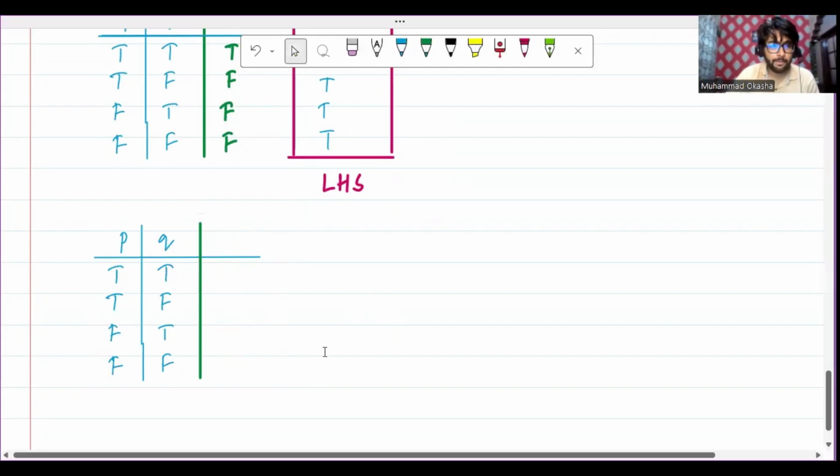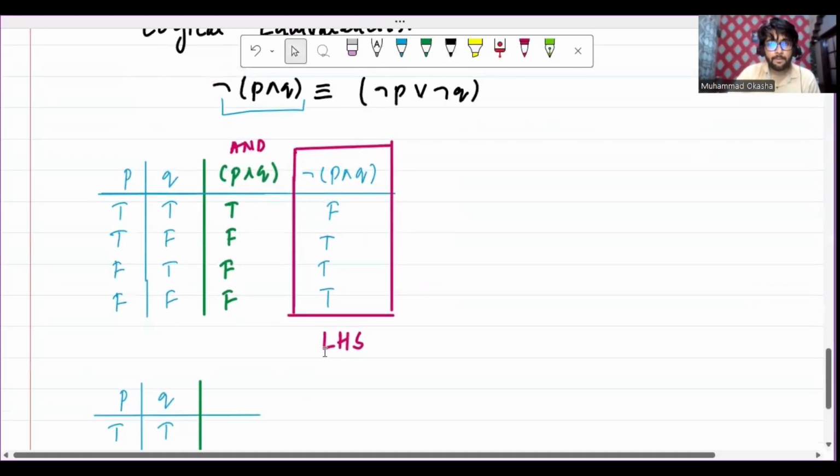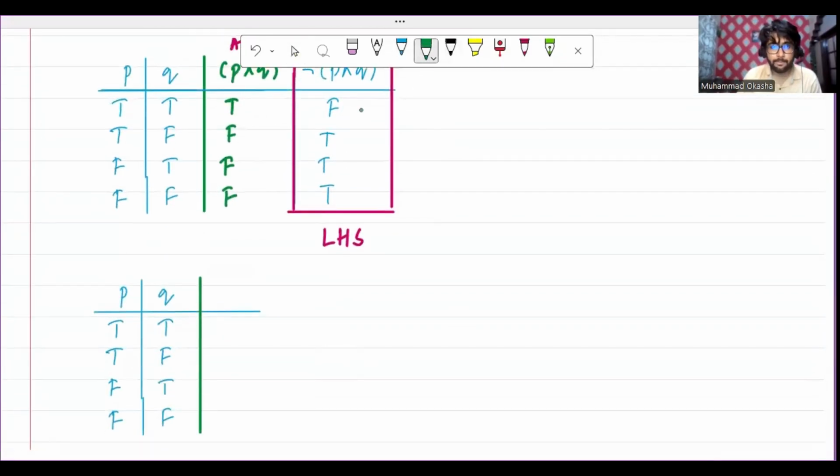Okay, P and Q are written. This is something you have to memorize. I'm so sorry. First, I have to do negation P. Let me do the negation P real quick. Negation P would be, so I will only have to look at P and I'm going to negate P, right?